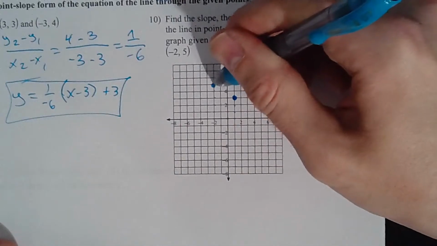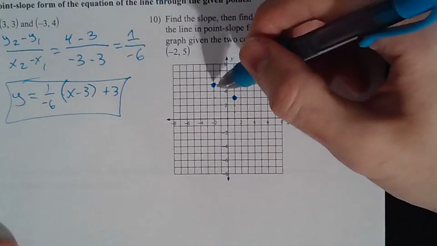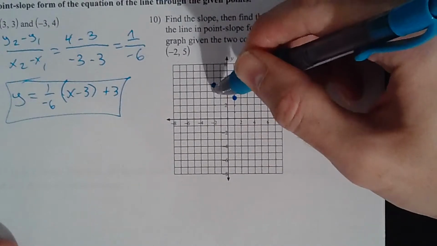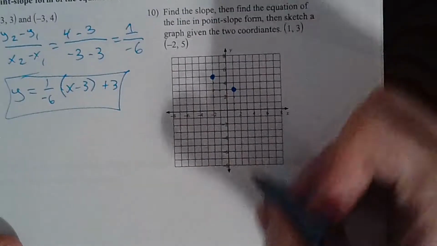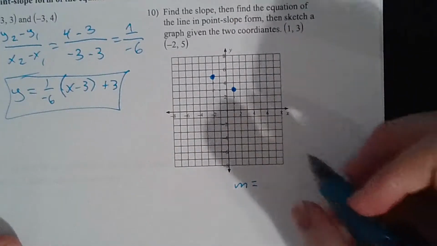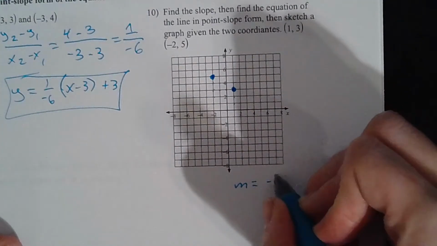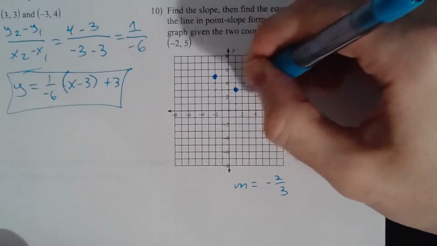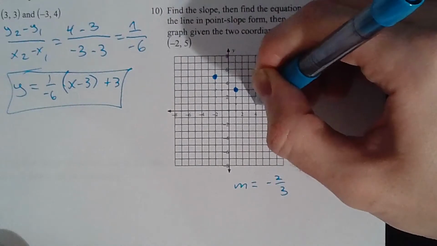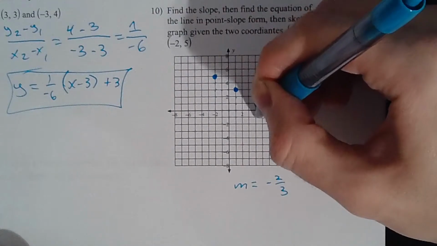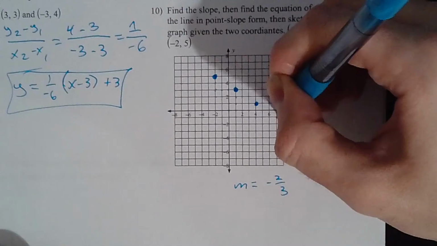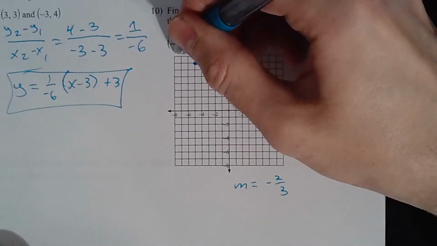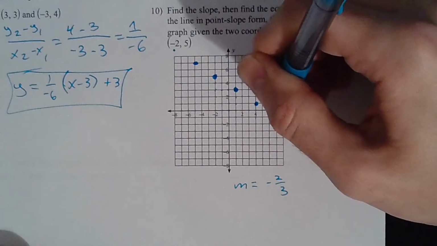Right there. And then what's our slope? Well, our slope is 1, 2, 3 to the right, 1, 2 down. So down 2, 1, 2, 3 over. So our slope is going to be, what is that going to be? Negative 2 over 3. Is that so bad? Negative 2 over 3, like this. Well, there's our graph.